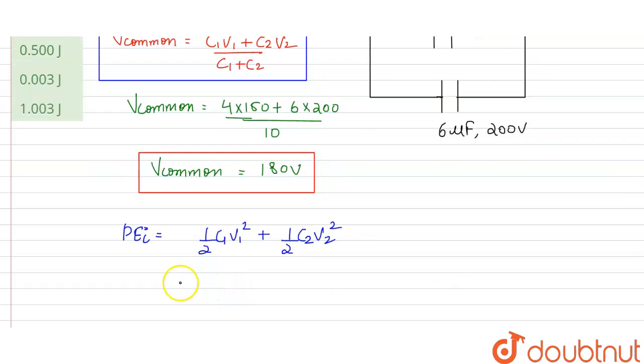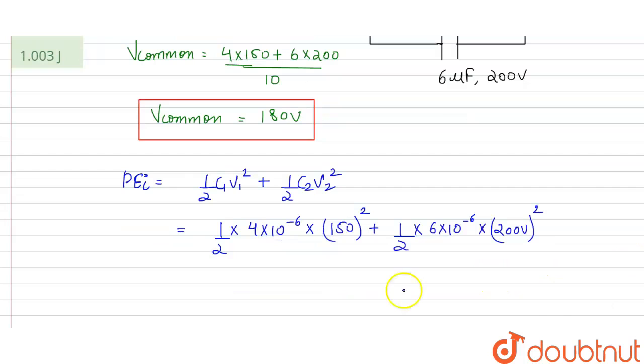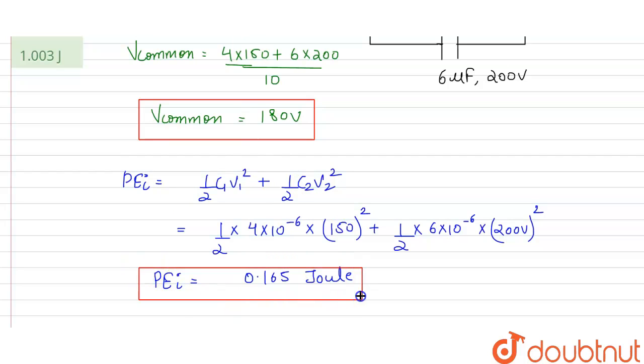From this, our potential energy initial is equal to half, C1 is 4 microfarad, so 4 into 10 to the power minus 6, into V1 is 150 volt, so 150 whole square, plus half, C2 is 6 microfarad, so 6 into 10 to the power minus 6, into V2 is 200 volt. On solving, our potential energy initial comes out to be 0.165 joule. This is the amount of our initial potential energy in the circuit.